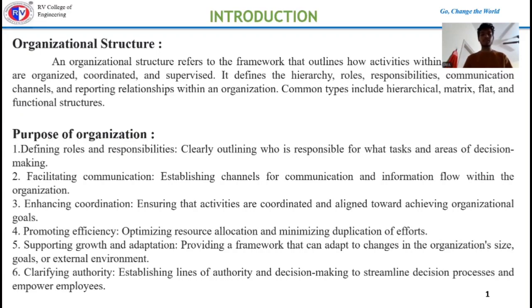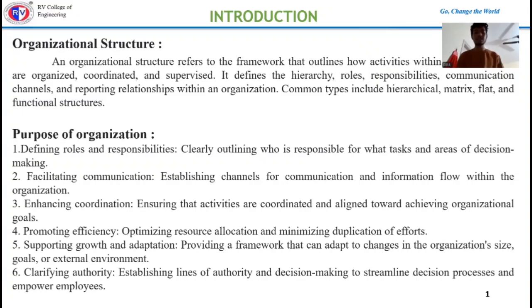So why is an organization structure required? The purpose of organization structure is to define the roles and responsibilities. If we take the example of a very big organization, there is a very important need to define roles and responsibilities of each and every employee and everyone who is a part of the organization. So we need to define the roles and responsibilities to work in a very efficient manner.